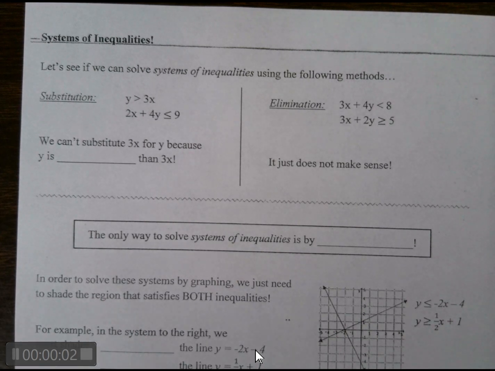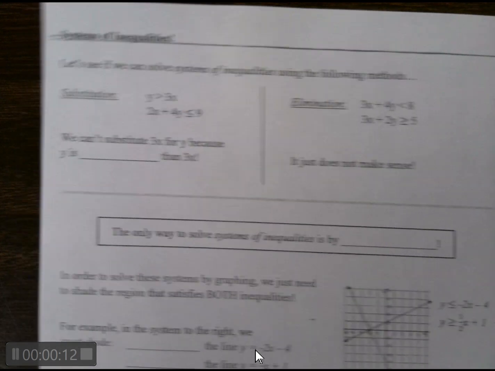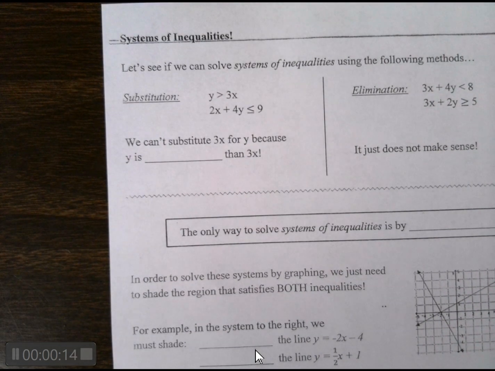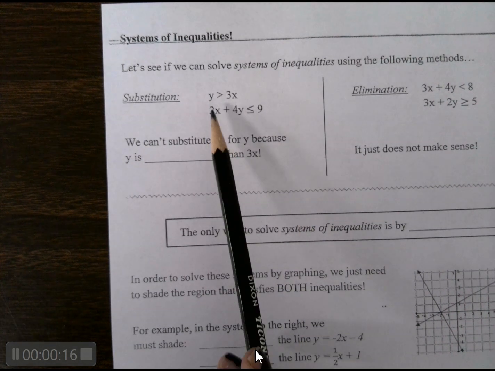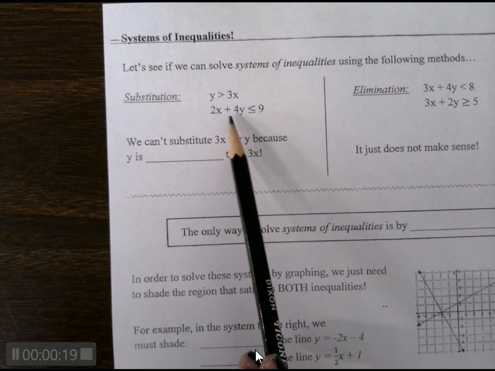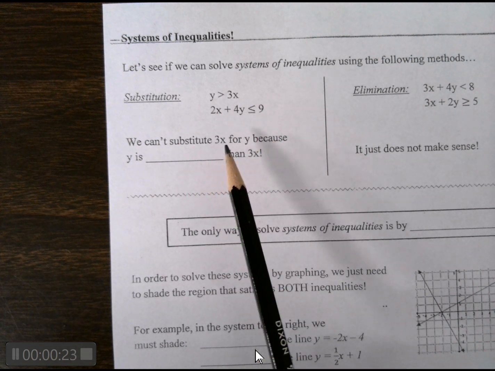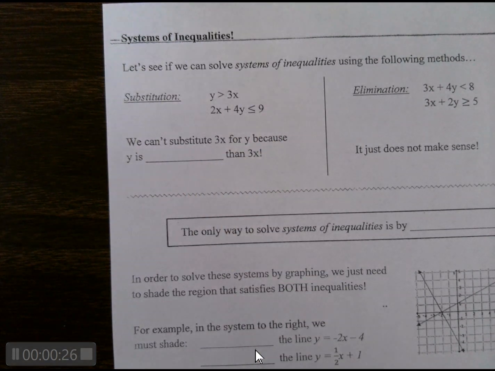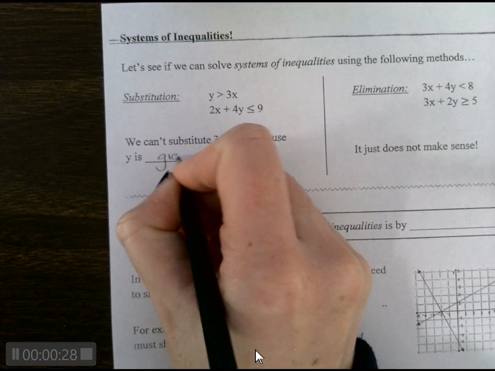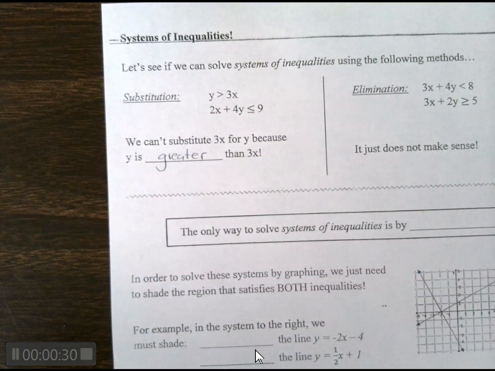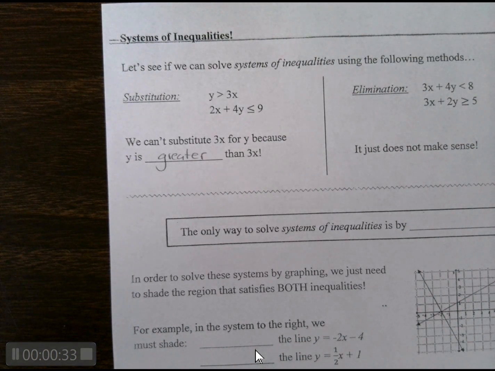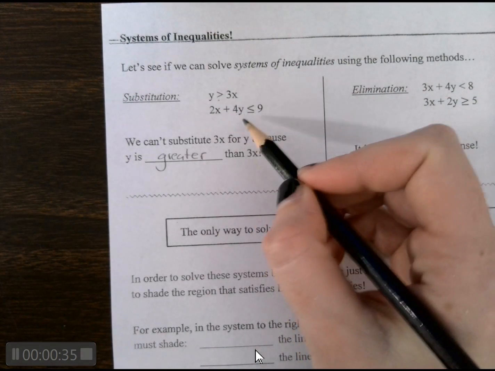Hey guys, so today we are going to be learning about systems of inequalities. So let's see if we can solve these inequalities by using substitution or elimination. If we look at substitution, we have y is greater than 3x and 2x plus 4y is less than or equal to 9. But we can't substitute 3x for y because y is greater than 3x. So this just does not make any sense because our signs are different.